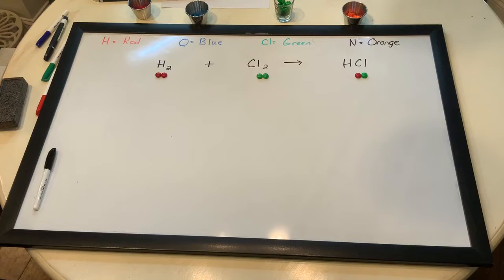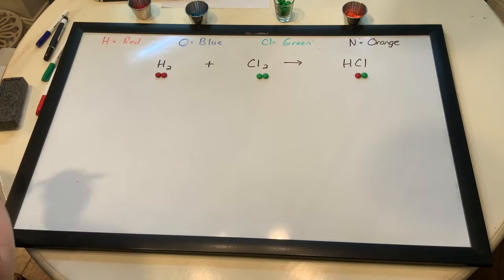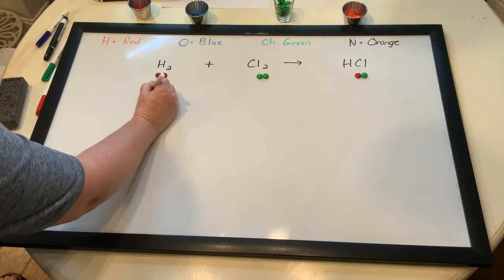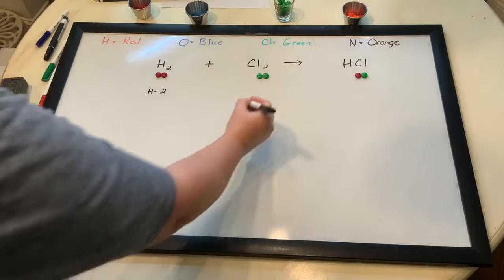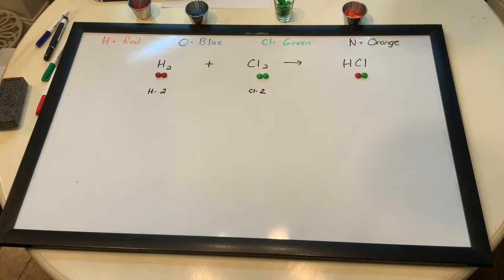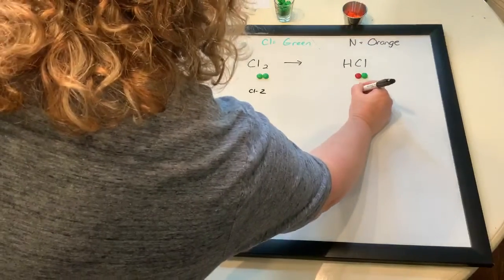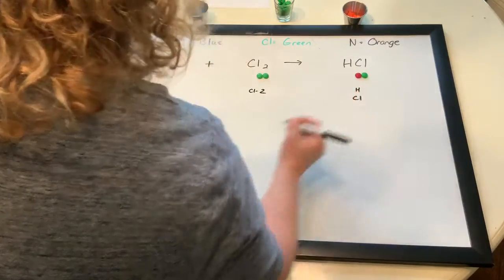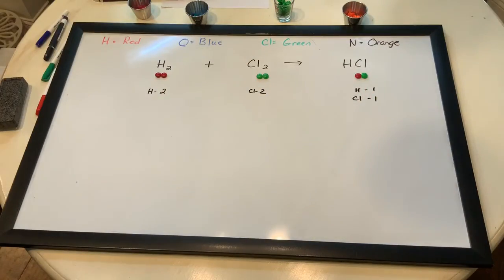Now, is this balanced? No. How many hydrogens do I have on this side? 1, 2. So I can write down here, I have 2 hydrogens. How many chlorines do I have on this side? I have 2. How many hydrogens and chlorines do I have on this side? So I can write them down here. I have 1 hydrogen, 1 chlorine. Is it balanced? Absolutely not.